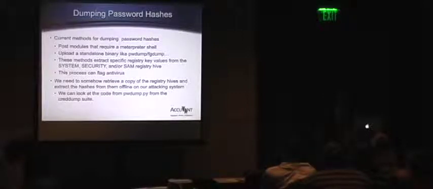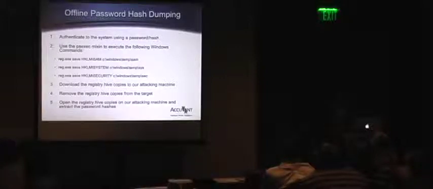And by the way, it's worth mentioning that pwdump.py is the basis for most of the code that deals with hash dumping in the Metasploit modules. So we know what we want to do. We want to basically authenticate to the system, and use the Psexec Mixin to run a Windows command that's going to create a copy of the registry that we want. So how do we do that?